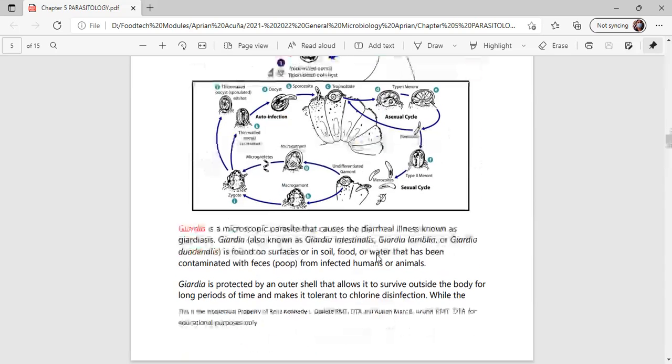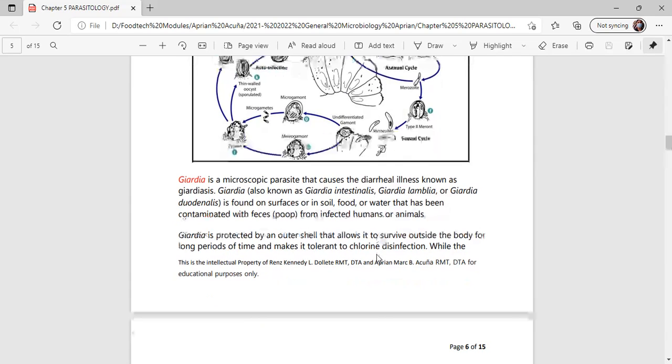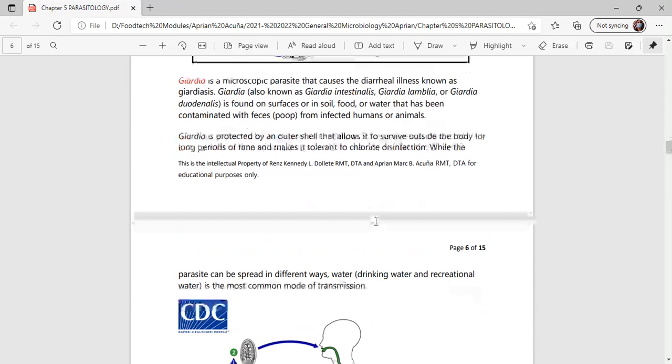Okay, so is everything clear sa aton nga life cycle sa imong Cryptosporidium? Now, let's proceed sa aton nga Giardia. Okay, it is a microscopic parasite that causes your diarrheal illness known as giardiasis. Your Giardia is also known as Giardia intestinalis, Giardia lamblia, or Giardia duodenalis. You have 3 species. Then it is found in the surface sa aton nga soil or sa food kag sa water that has been contaminated with the feces or poo from infected humans or your animals.